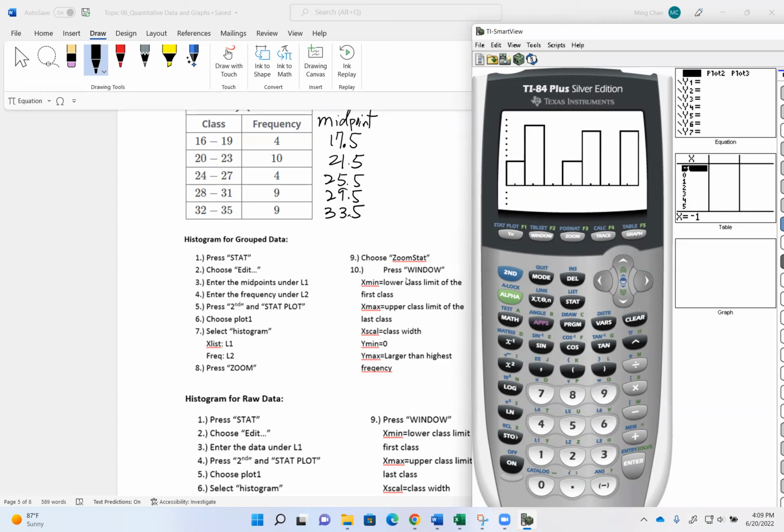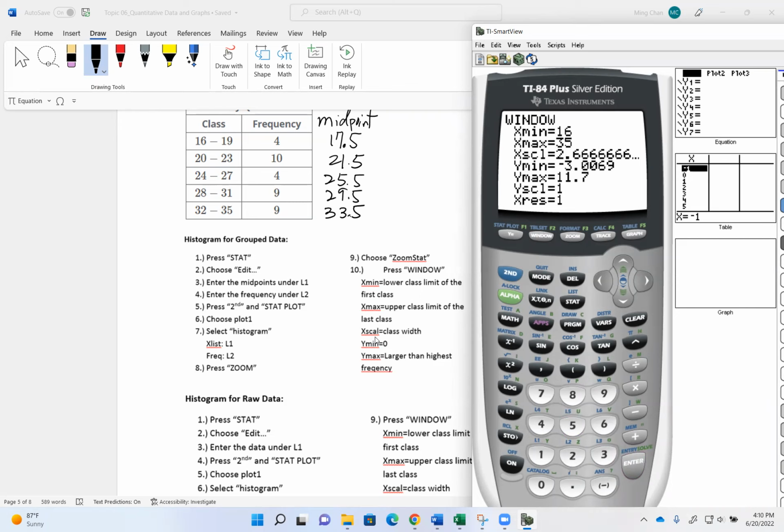Now we're going to press window, and then we're going to fix some of these. X minimum and X maximum are the lower and upper class limits. X minimum is the lower class limit of the first class, which is 16. Then the upper class limit of the last class is 35.